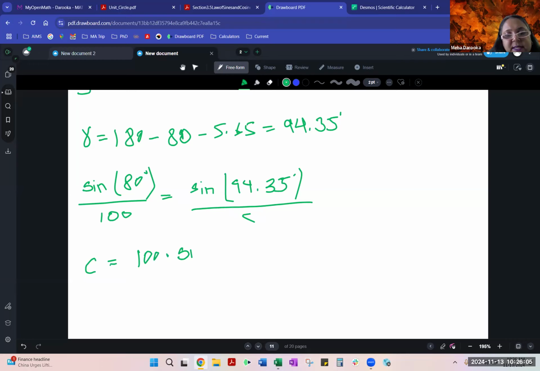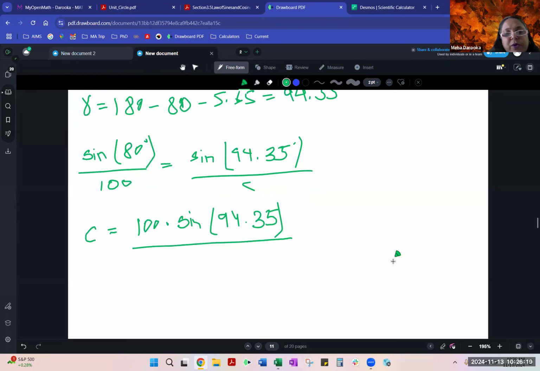Okay, I'm already seeing something come through on chat. Let me just go ahead and finish writing this. So again, we're trying to get side C by itself. So you would end up multiplying 100 with sine of 94.35. And then of course we would divide it by sine of 80 degrees.